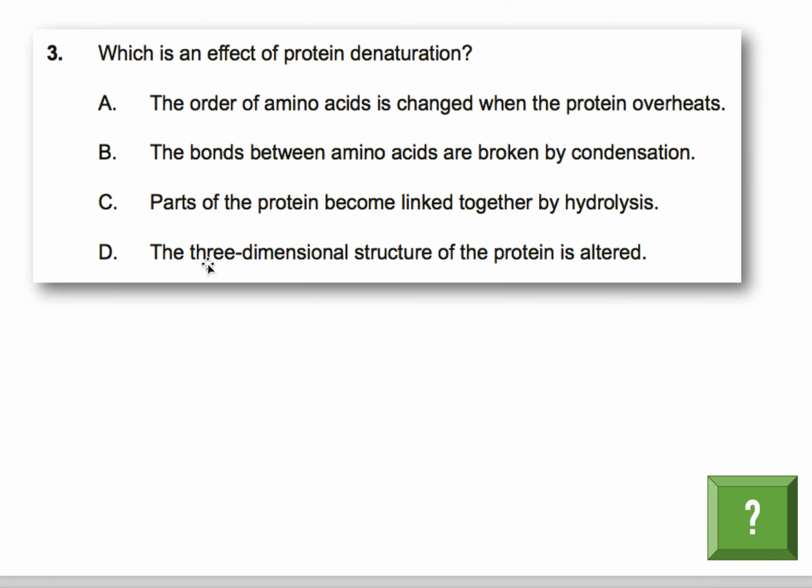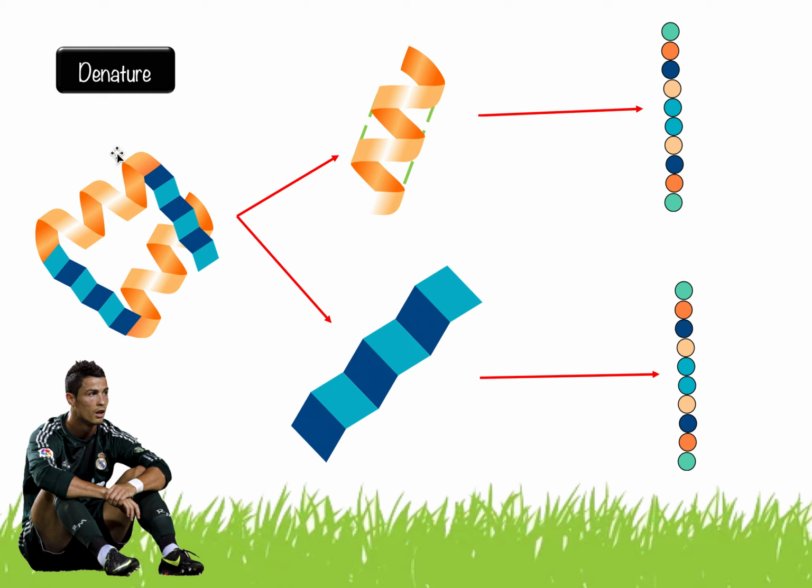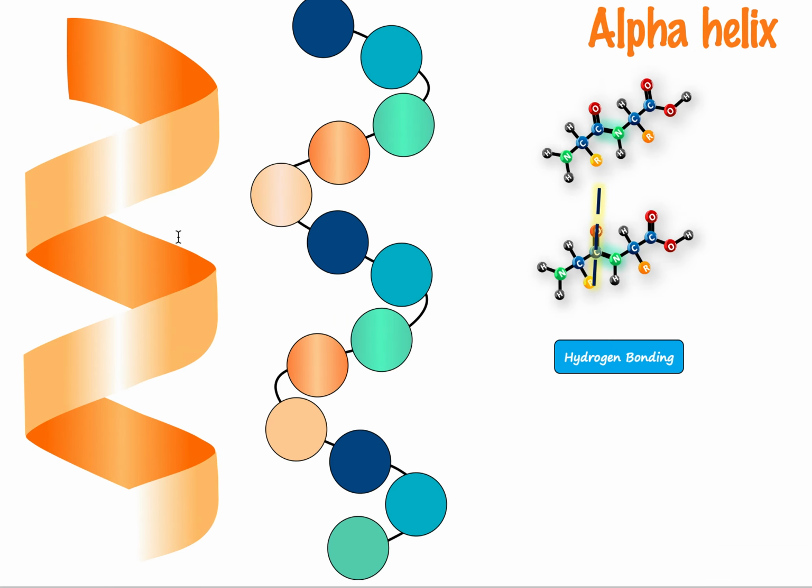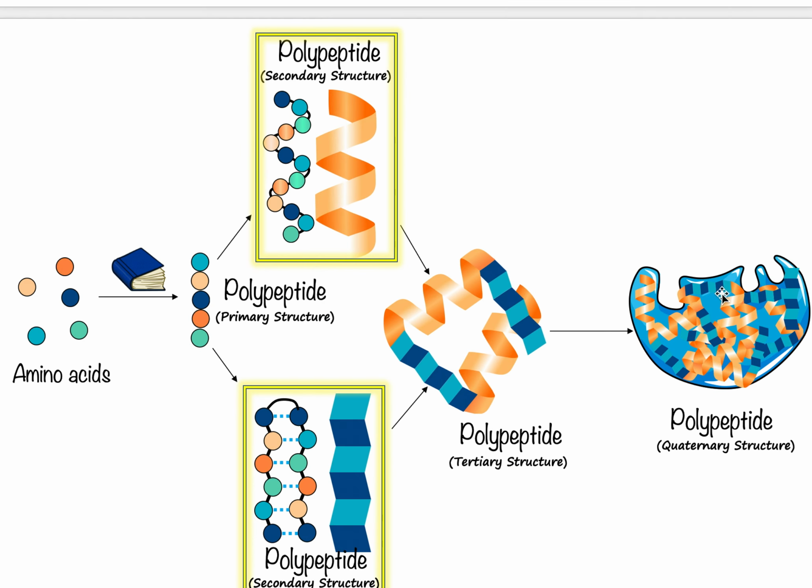So let's check D. The three-dimensional structure of the protein is altered. Like I said, a protein can be 3D in shape with all the foldings and helixes and beta pleated sheets bonded together, forming this 3D structure. Denaturing breaks this 3D structure back into the original primary chain of amino acids. So that's true. And we know that a protein takes a specific shape for a specific function. So the 3D structure of the protein is important in determining the specific function it's going to have.